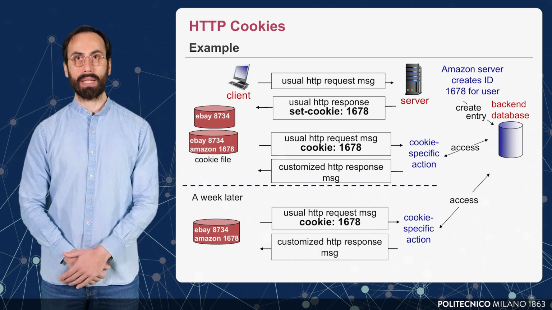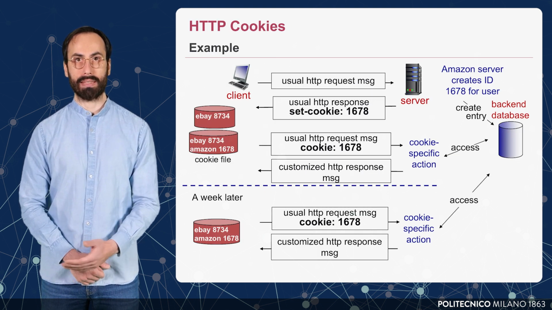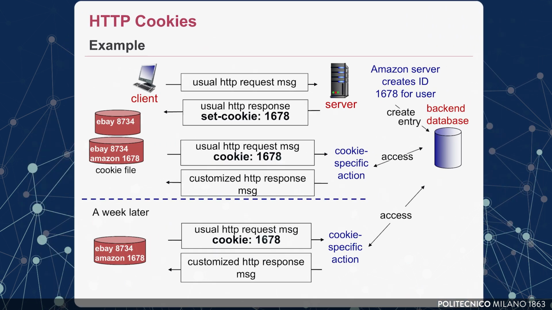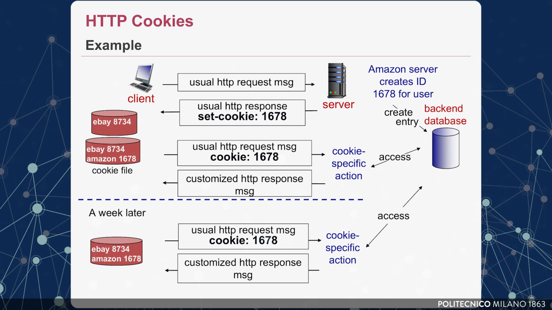This diagram explains how HTTP cookies work to maintain state between a client and a server across multiple interactions. Initially, the client sends a usual HTTP request to the server. In response, the server includes a Set-Cookie header in its HTTP response. This header assigns a unique identifier, such as 1678, to the client. At the same time, the server creates a corresponding entry in its backend database to track the user or their session. The client stores this cookie in a local cookie file.